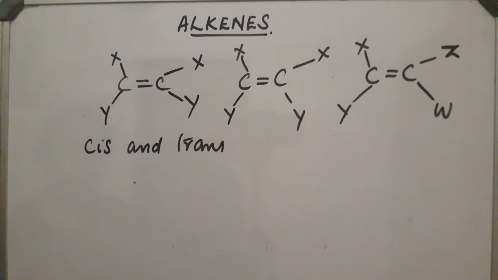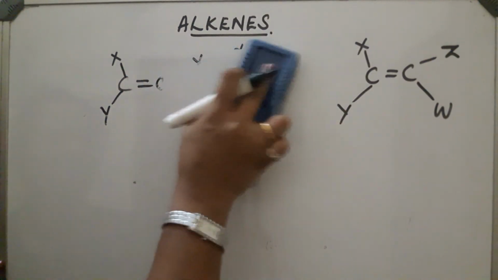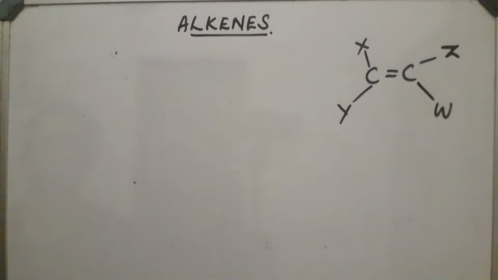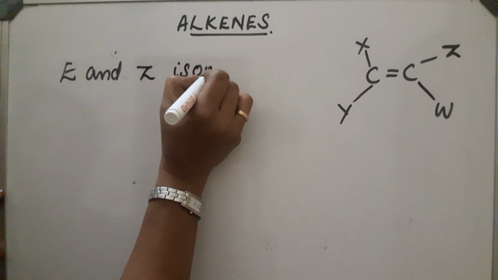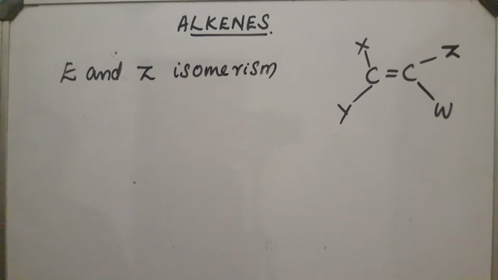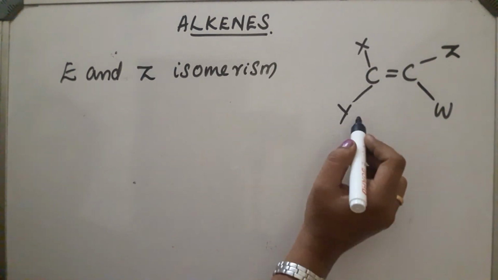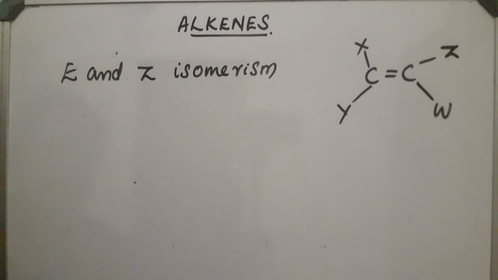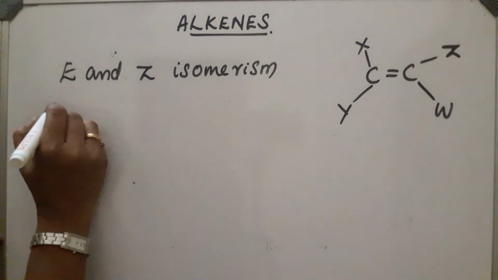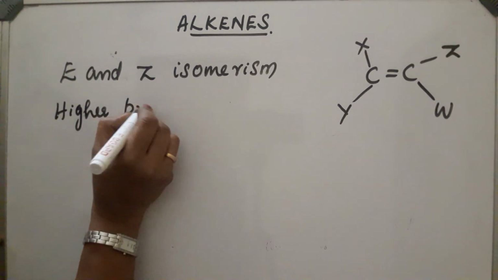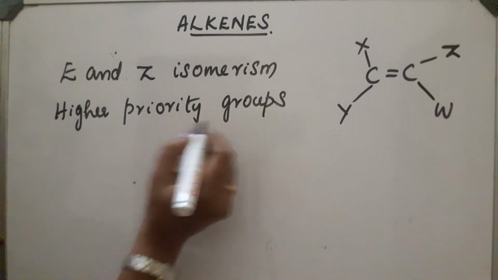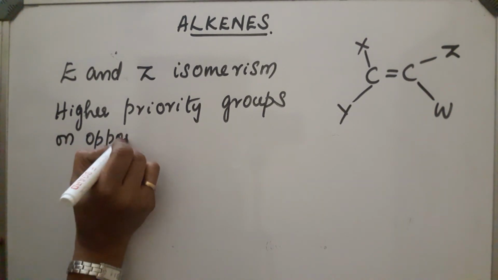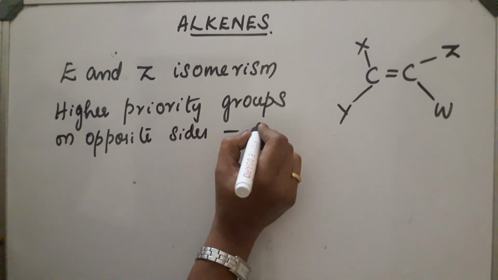Here we are discussing the third type of isomers, where all the substituents attached are different. In this case, the isomerism obtained is of two types, E and Z isomerism. E-isomerism means the higher priority groups of the two carbon atoms, on the two sides of the plane, are on different sides. Such compounds are called E-isomers. Higher priority groups on opposite sides are E-isomers.